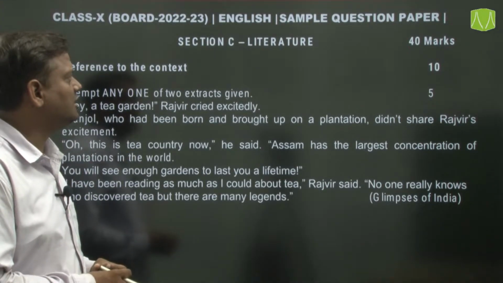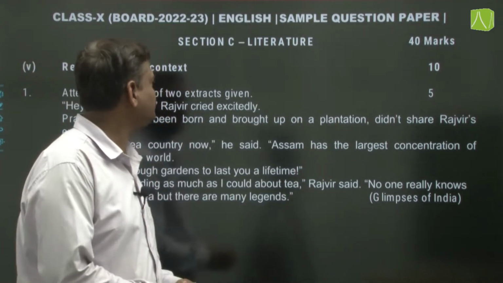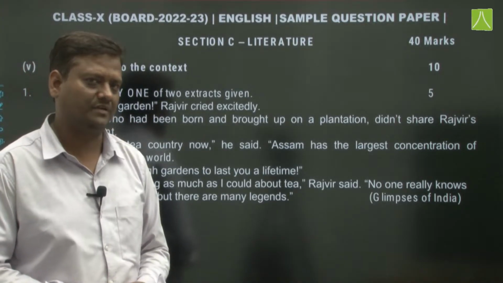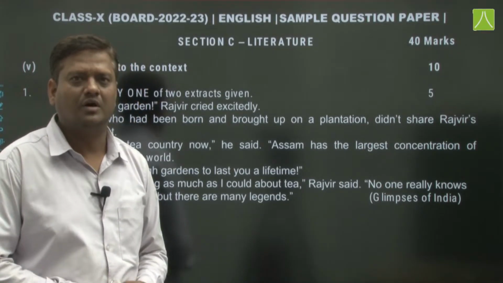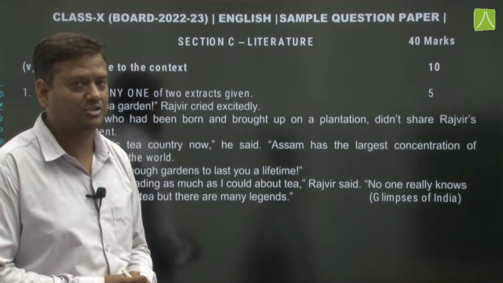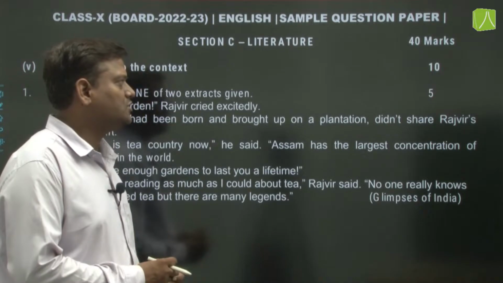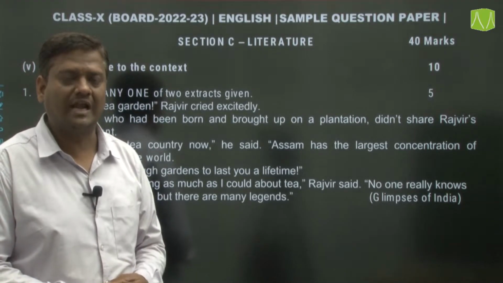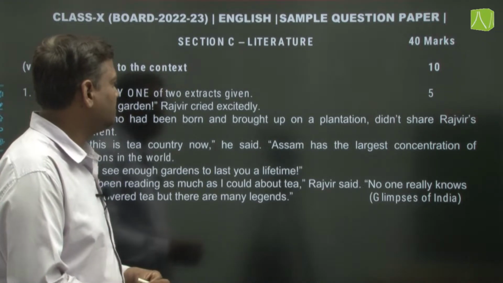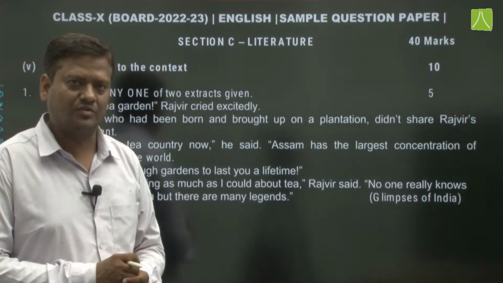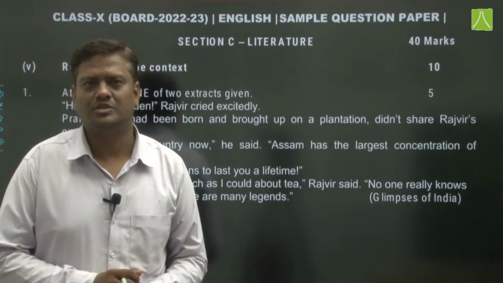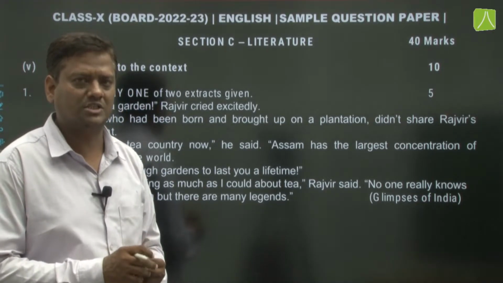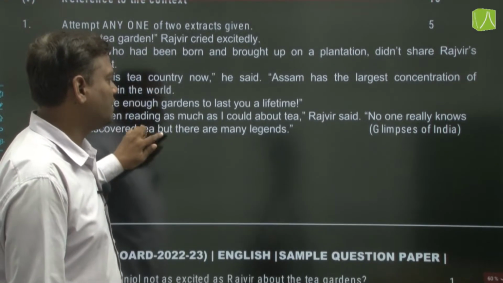Now we have section C, literature, weightage is 40 marks, and as you know we have 2 books, First Flight and Footprints Without Feet. So you will have questions on poems, stories, chapters, drama and stories of Footprints Without Feet. In this part we will have very short answer and long answer questions. Like we may be given an extract from a poem, a story or a drama, and there will be 5 questions, called short answer questions, of 1 mark, and you have to answer them.